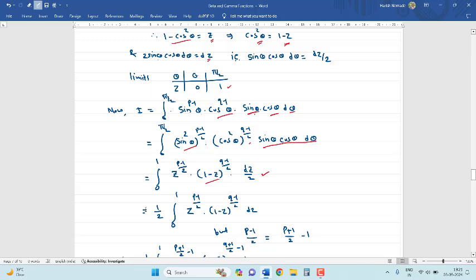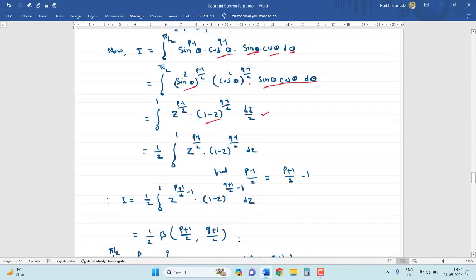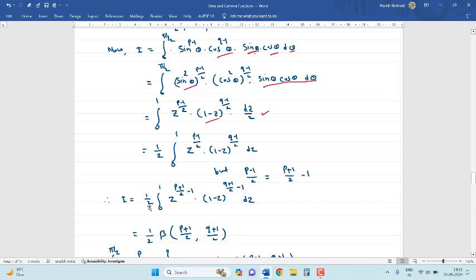But p minus 1 by 2 we write as p plus 1 by 2 minus 1. So here we replace p minus 1 by 2 by p plus 1 by 2 minus 1. So the integral becomes I is equal to 1 half, the integration from 0 to 1 of z raised to p plus 1 by 2 minus 1 into 1 minus z raised to q plus 1 by 2 minus 1 dz. Here we use the definition of the beta function. So this integral is nothing but beta of p plus 1 by 2, q plus 1 by 2.